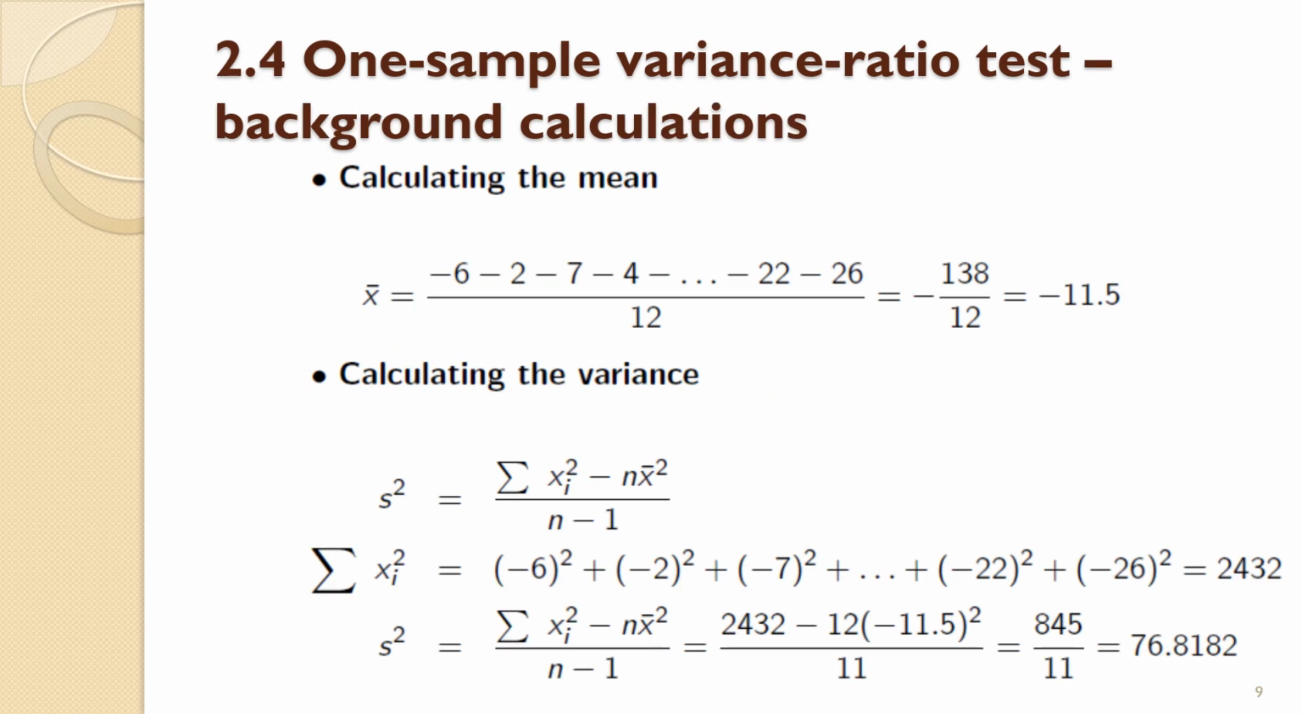Following on both from the earlier part of this lecture and from last week's lecture, when we look at the one sample variance ratio test, there's some important calculations that you have to do. So the first thing you have to do is to calculate the mean. All that happens when you calculate the mean is you take all the observations in the sample, you add them all up, and then you divide by the number in the sample. Then calculate the variance.